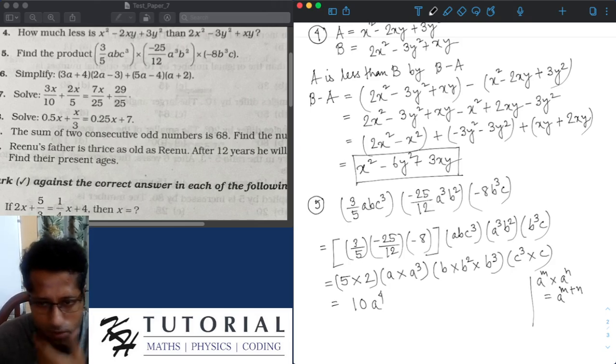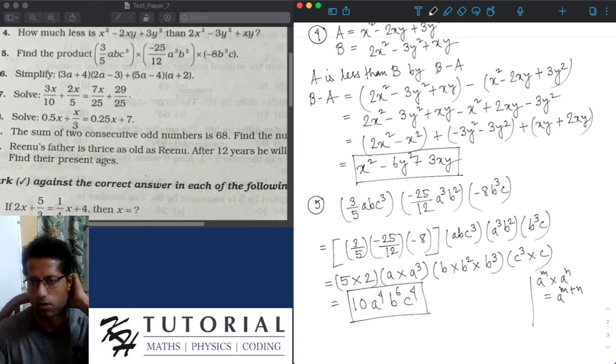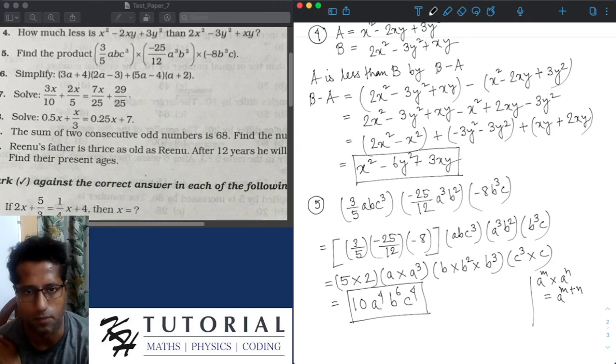So a into a cube is a to the power 4 plus 1 plus 3. b square into b cube is b to the power 1 plus 2 plus 3, that is 6. Similarly, c cube into c is c to the power 4. So this is the product, the answer, the product of all the given terms or monomials.